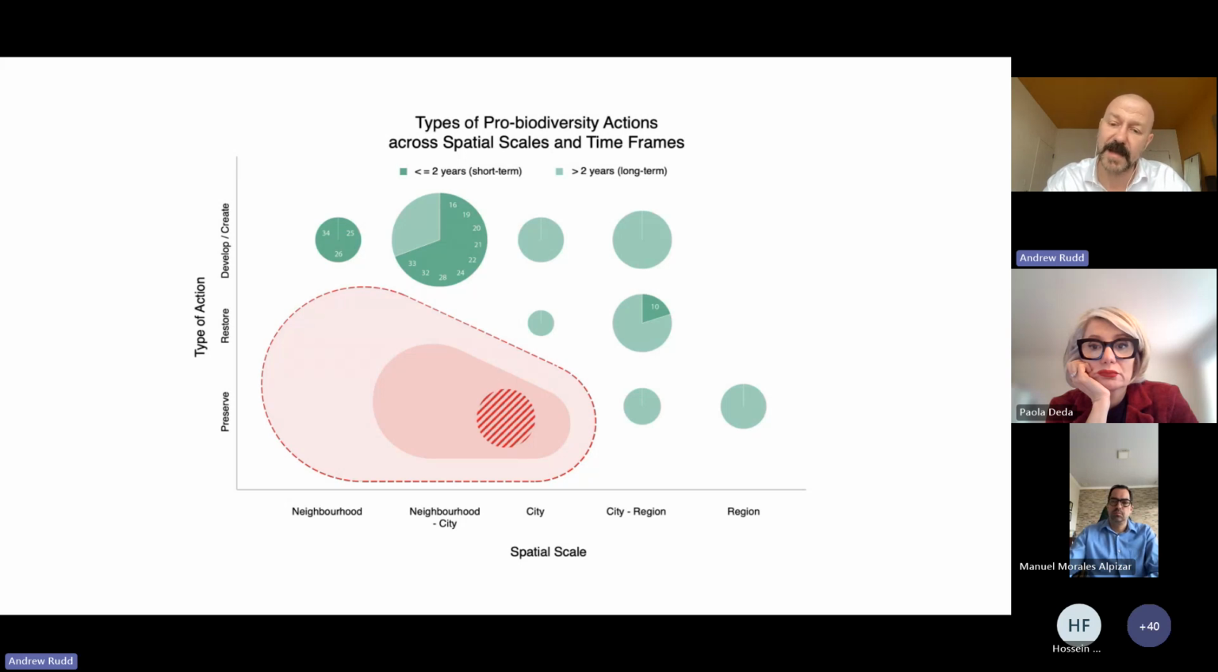A lot of the work of the EMG and of the Common Approach prompted us as an agency to look at where the gaps were in terms of normative guidance, in terms of pilot projects and action in the field. And so we did this brief study looking at, you see here on the y-axis, the types of actions that spatial planning can aim at for biodiversity, from preservation of intact green space all the way at the top to developing and creating new green space where it's been destroyed or doesn't exist. Here you see at the x-axis different scales.